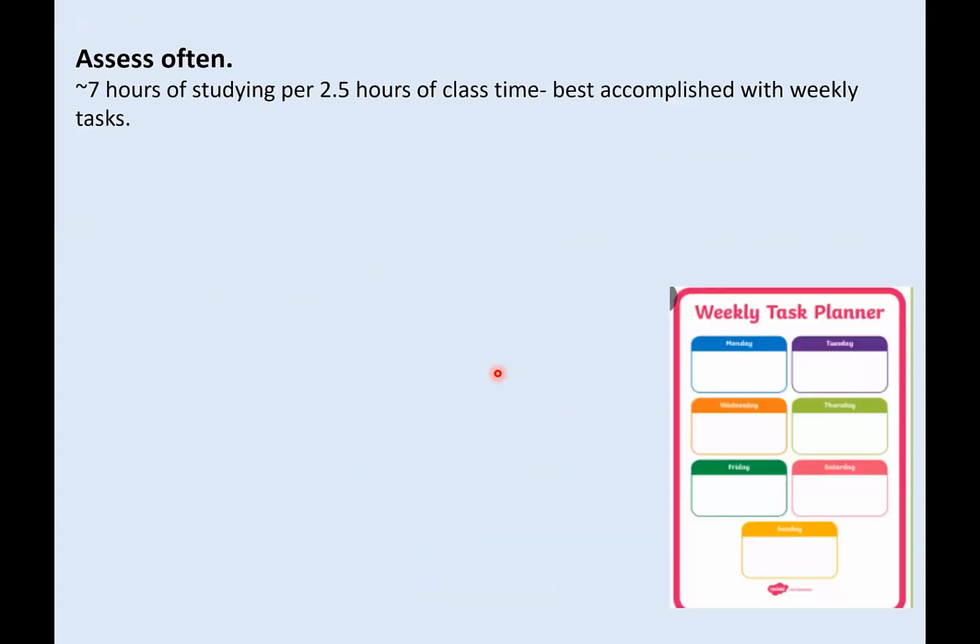It's also important that you do assessment often. So we tell our students that for every hour of lecture, there should be about 3 hours of studying. So if you have an hour and 15 minutes twice a week of lecture time, that would be about 7 hours of studying per week. And if you ask students to take an exam every 3 weeks and you expect them to study 21 hours for the exam, they may or they may not do it. It's actually much more effective to give them weekly tasks.